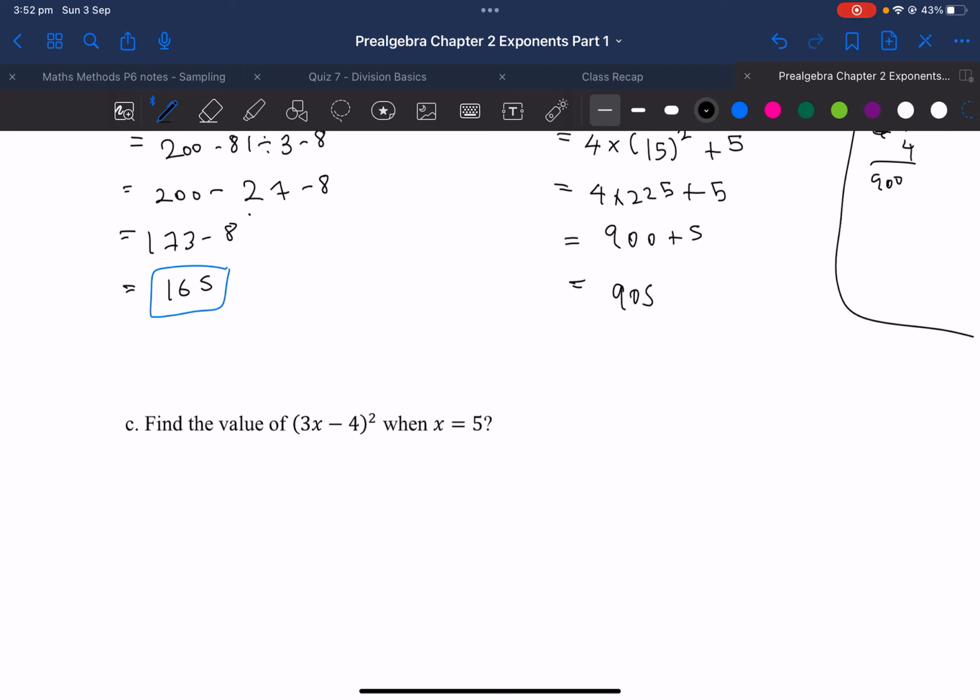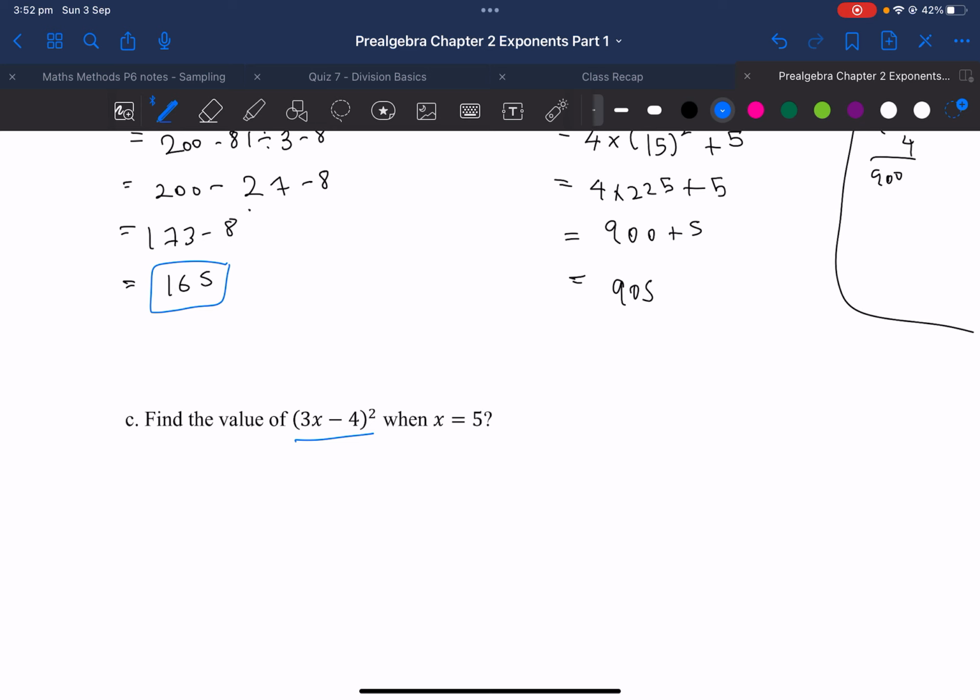So you have an expression 3x minus 4 squared. You're asked to find the value of that expression when x is 5. So all you do is replace x with 5. So you have 3 times... Oh, it's 3x. With algebra, 3x means 3 times x.